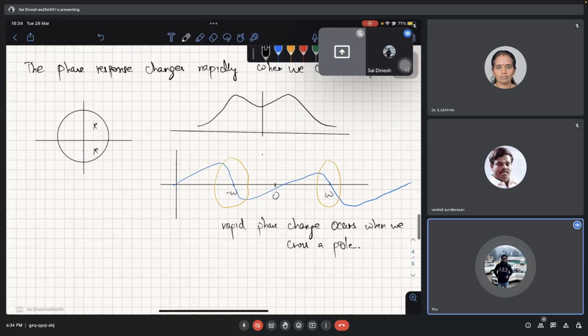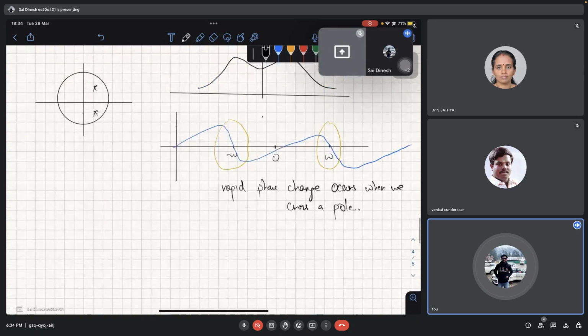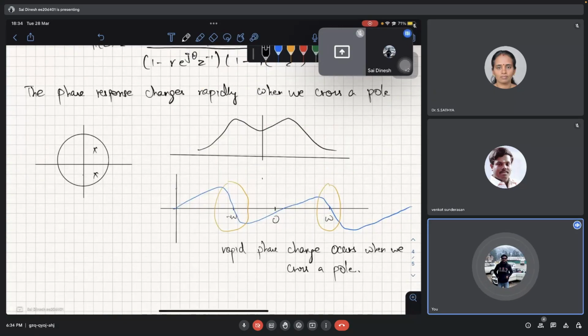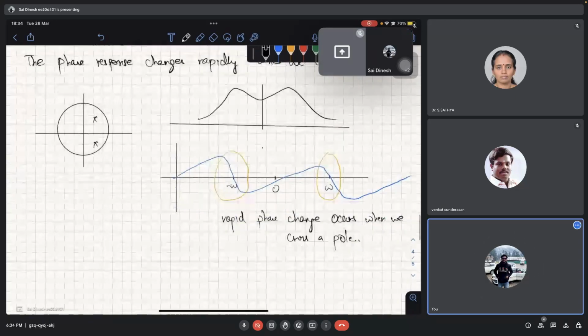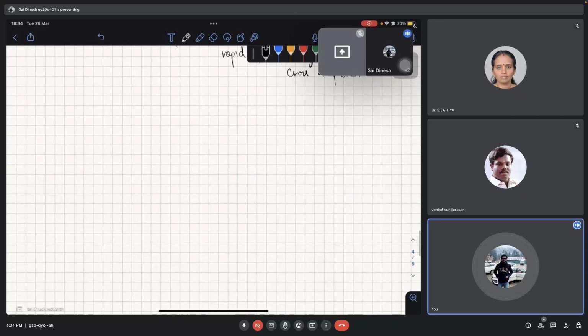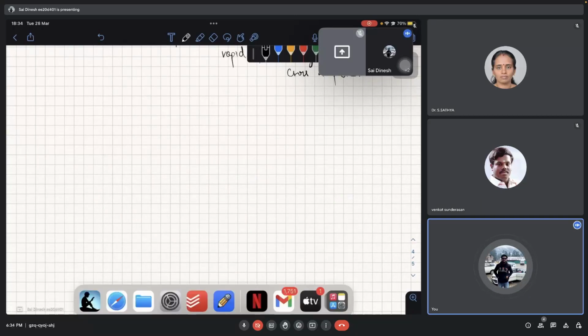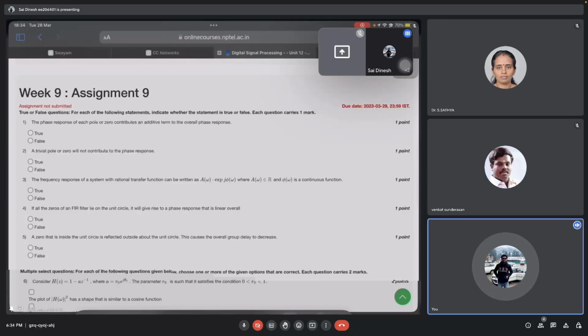Now, so these are the concepts related to the phase response of a single pole and multiple poles, a single complex zero and a single complex pole, and so on. Okay, and then next week, I think maybe we can talk about the assignment for a bit.